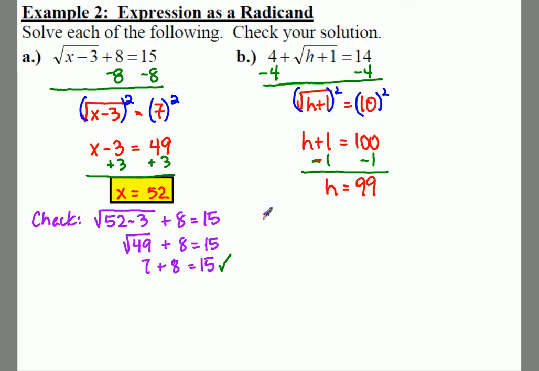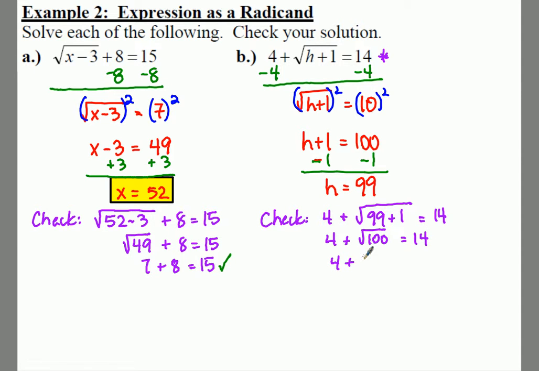So we're going to plug this 99 back into our original equation up here. So we're going to say 4 plus the square root of 99 plus 1 is equal to 14. So 4 plus, well, we have the square root of 100, and hopefully you know that the square root of 100 is 10. So we're going to say 4 plus 10 equals 14. That is also correct. So we can put a box around h equals 99.